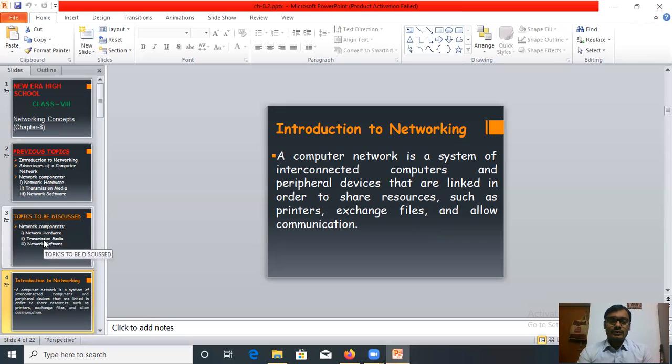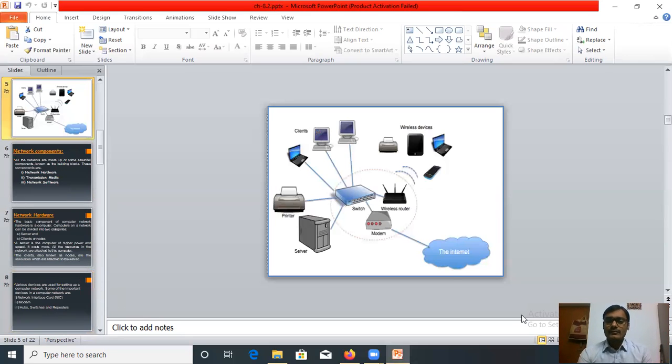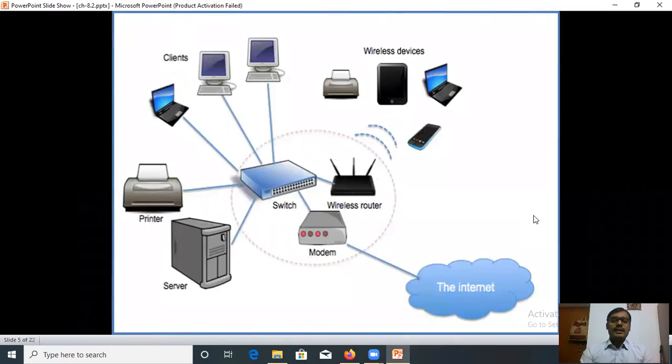So you can see the picture of a network. In this picture you can see the modem is used here for connection of internet. The modem is ultimately connected to the switch. This switch is a device which is responsible for connecting many computers. This printer is also connected to this switch, and some other computer is also connected to this switch.